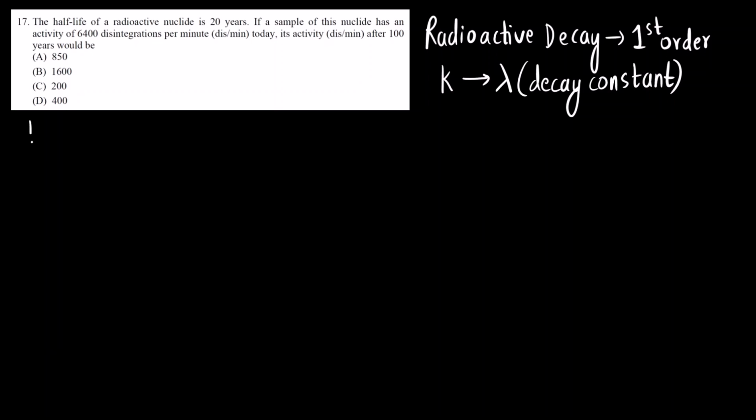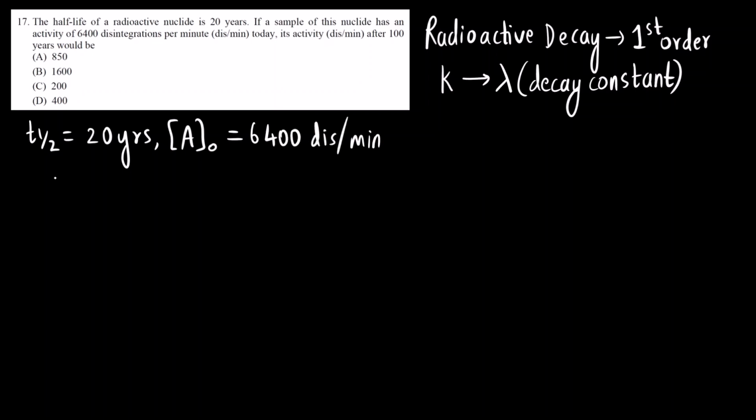So what is given to us is the half-life, that is 20 years. Then the initial activity is A naught, that is given to us as 6400 disintegrations per minute. Time is given as 100 years. After 100 years we have to find out the activity AT. So AT is the question mark.